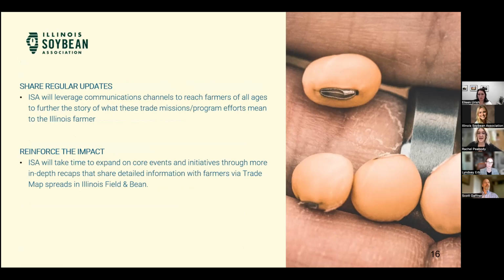And so taking the time to expand core events and initiatives, share those in-depth recaps when we can, thinking of different ways that we can continue to tell the story in new and innovative ways, meet farmers where they're at. Maybe that's through local market reports, even on ag radio, or at the grain elevator, or in pages of Illinois Field and Bean, or postcards in their mailbox. We're continually thinking about new ways to tell this story and to get that messaging out to Illinois farmers in a way that's really usable.